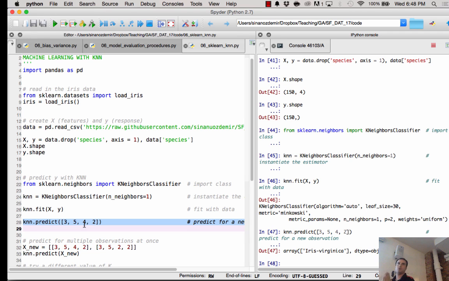What is n neighbors? What if I made it 7, for example? So what we'll do is we'll look at 3, 5, 4, 2. We'll look at the closest neighbor in X. Then we'll predict Y. If you had n equals 7, this would make 7 closest neighbors. So does that change the predictors or the response?